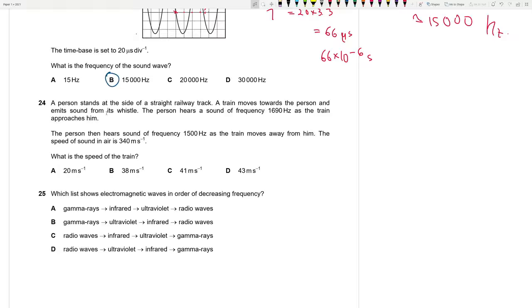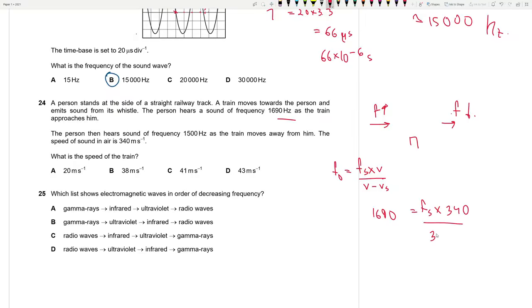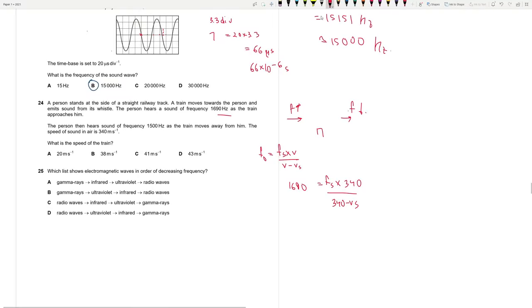Okay. So when an object approaches an observer, frequency increases. When it goes away from him at constant speed, frequency decreases. So when it was going towards the observer, it was like this. The observed frequency is equal to frequency of source into velocity of the wave divided by velocity, since we want to make it bigger, minus velocity of source. So the observed frequency was 1690 as it approaches him, is equal to fs into 340 divided by 340 minus Vs. That's one equation. What about the other one?